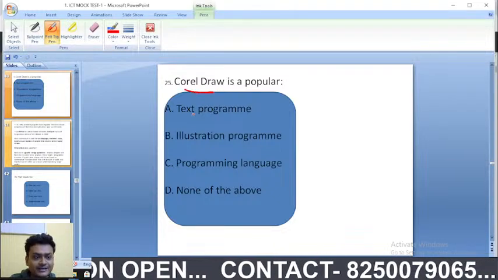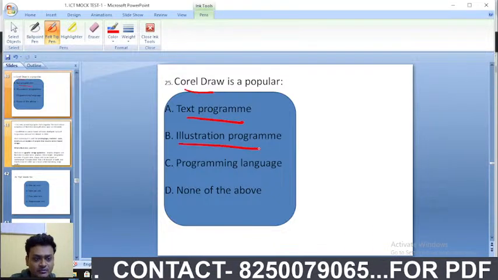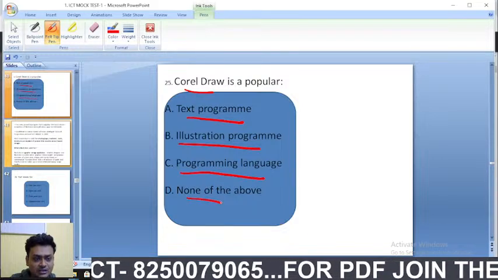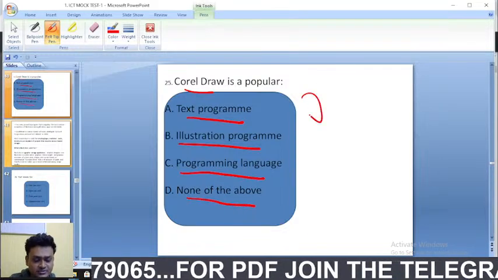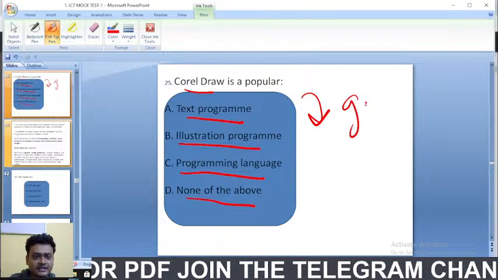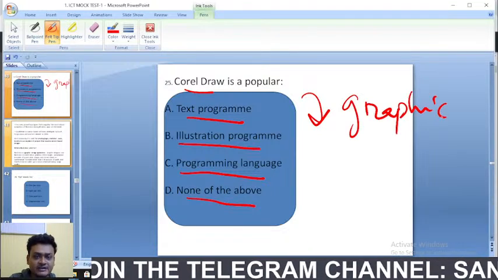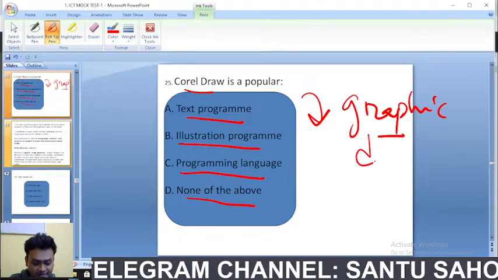CorelDRAW is a popular text program, illustration program, programming language, none of the above. It is actually used for graphic designing.